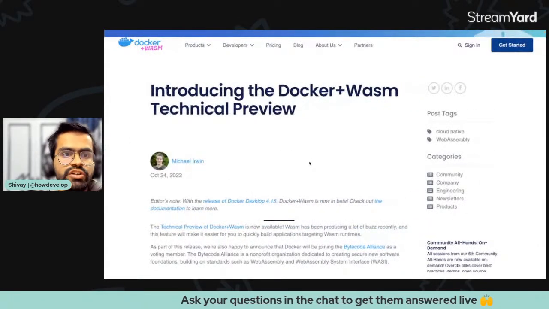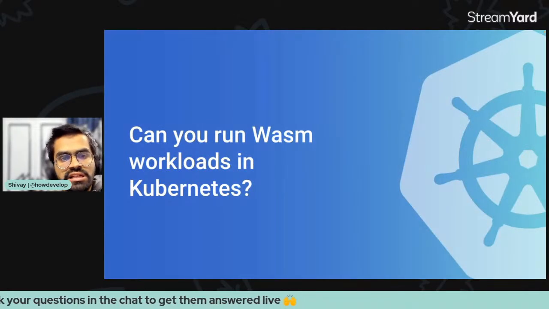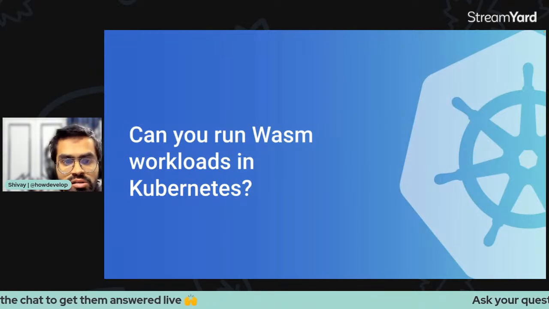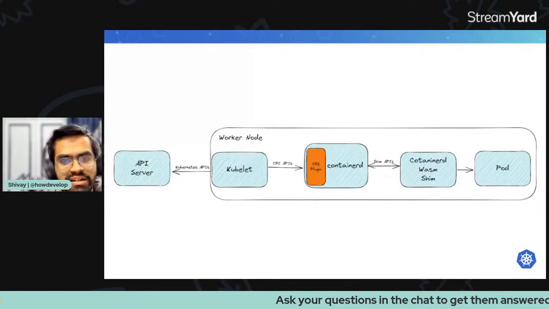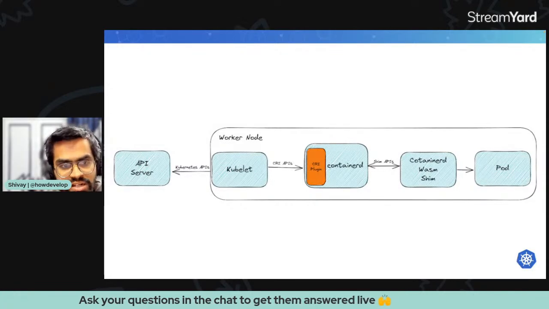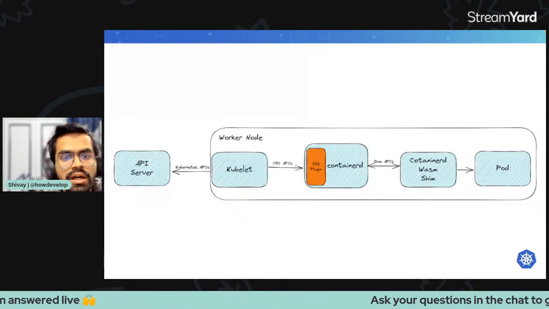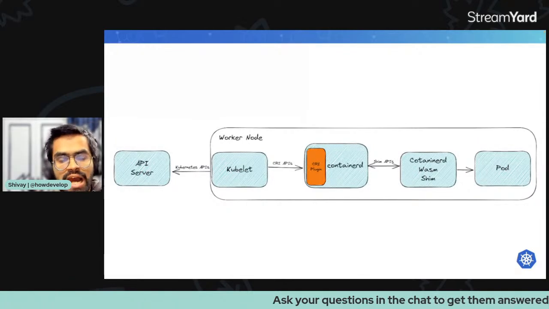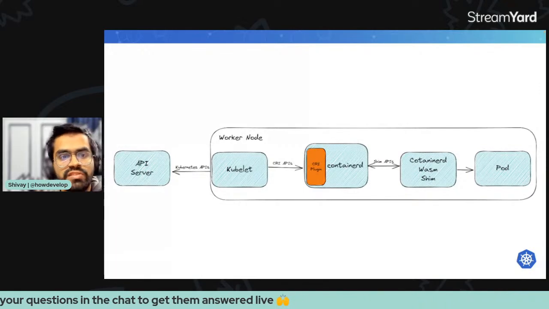But just continuing on this, the next question, of course, is can you run your WebAssembly workloads in Kubernetes. And that's completely possible. The way that we do it is, if you take a look at the standard architecture of Kubernetes, whenever you want to interact with the API server and you're interacting with the help of the worker node, you will usually have your containerd and your shim APIs that basically interact with the actual container image itself, which allows you to interact with the worker node.